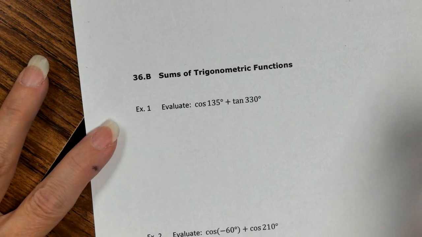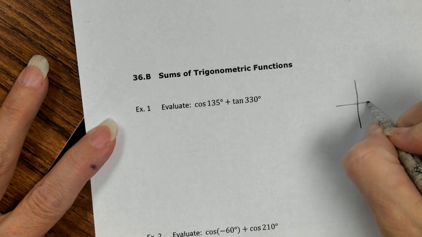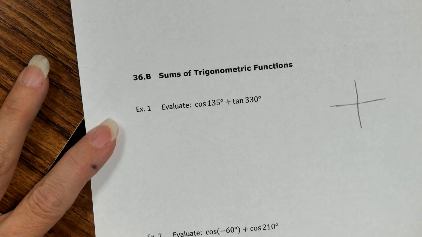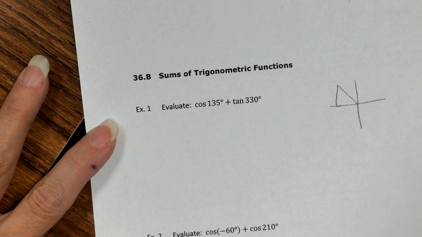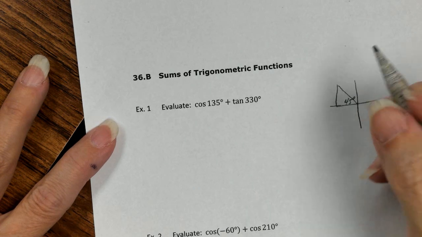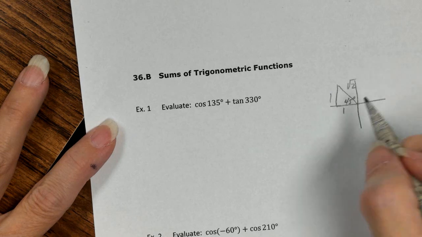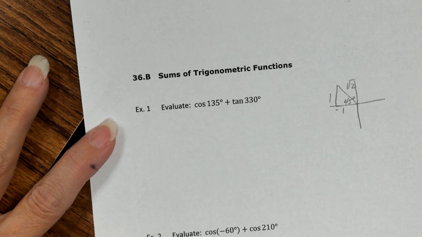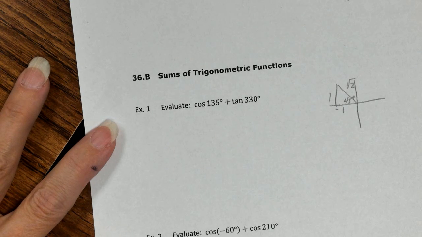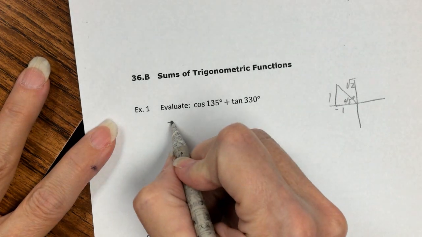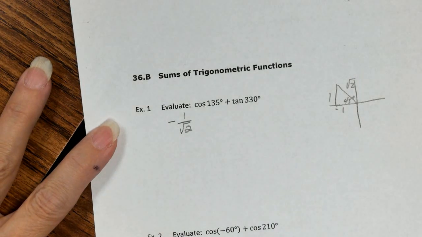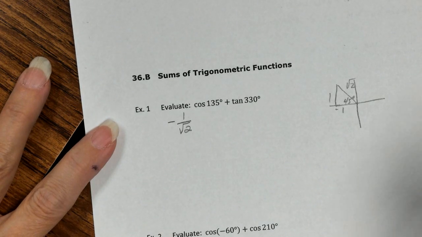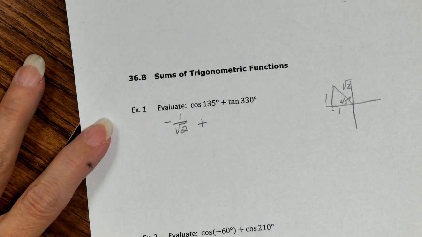The cosine of 135 degrees. It's positive, so we're going to go counterclockwise. 135 is over here. 180 minus 135 would be 45. So this is a 1, 1, root 2 triangle, but the x is negative. And so cosine, that's adjacent over hypotenuse, is negative 1 over root 2. We'll simplify that later. And then we have plus the tangent of 330 degrees.